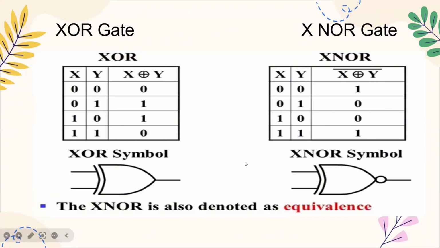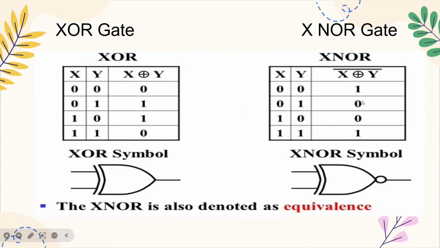Next, the XOR gate. It is also called the exclusive OR gate. Here X and Y are the inputs. When both the inputs are the same, the output is 0. When the inputs are different, the output is 1. Simply, it is called the XOR gate. See here, when both the inputs are the same, that is 0 0 and 1 1, we get the output 0. If any one of the inputs is 1, we get the output 1.